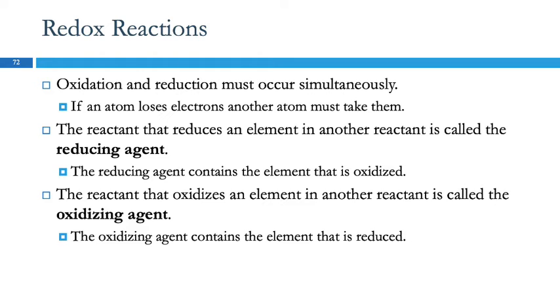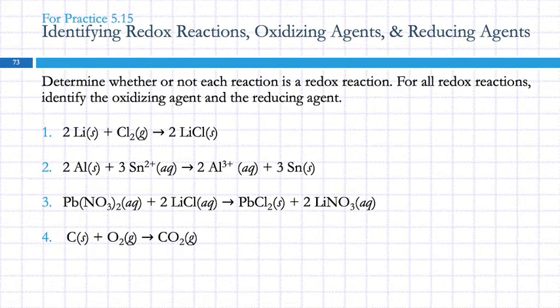But the agent doesn't star in the movie, right? So the reducing agent, its job is to get something else reduced. The oxidizing agent, its job is to get something else oxidized. I know this is confusing. I didn't make it up, believe me. So the reducing agent is the thing that gets oxidized, and the oxidizing agent is the thing that gets reduced. I know, right? That exact expression right there. What the heck?